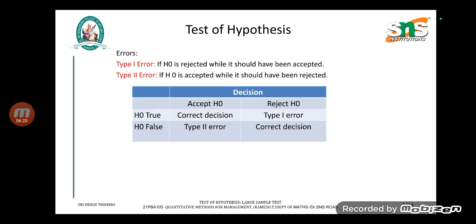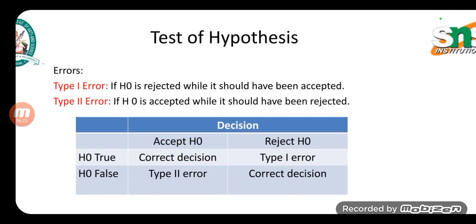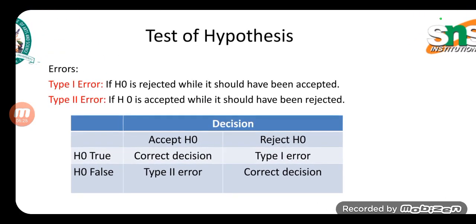From this table we have what is accepted and rejected. Take H0 and H0 is true. If the null hypothesis is true and we accept the null hypothesis, then it is a correct decision. If the null hypothesis is true and we reject it, then it is a type 1 error. Next, what is type 2 error? If the null hypothesis is false but we accept it, then it is a type 2 error. If the null hypothesis is false and we reject it, then it is a correct decision.